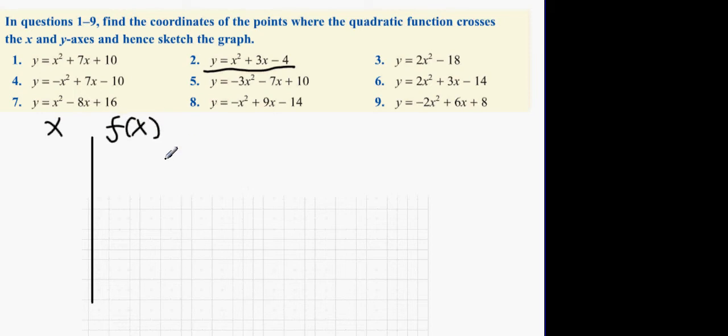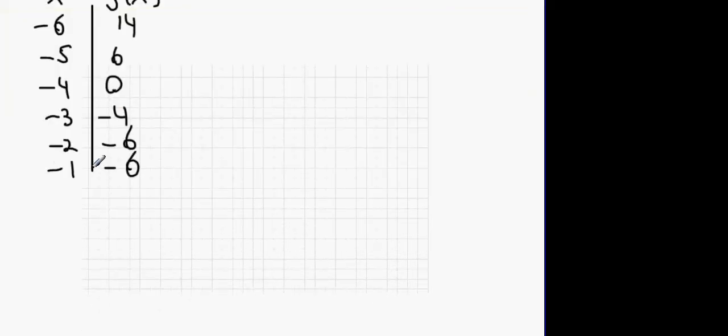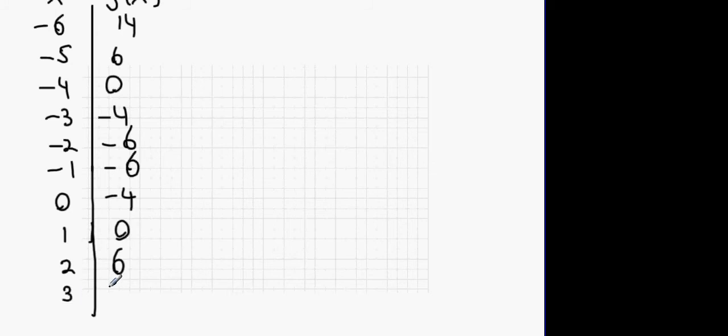So Patrick, what happens with minus 6? Minus 6 is 14. Minus 5 is 6. Minus 4 is 0. Minus 3 is minus 4. Minus 2 is minus 6. Minus 1 is minus 6. 0 is minus 4. And what's 1? 0. 2 is 6. 3 is 14. 4 is 24. Okay guys, let me explain what happens here. Then 5 is 36.